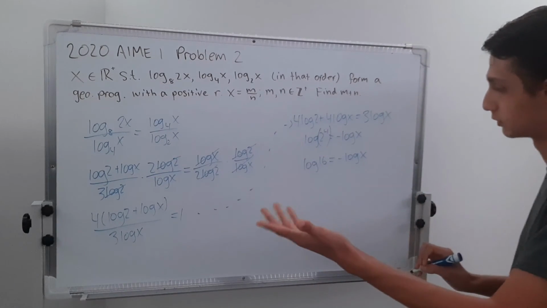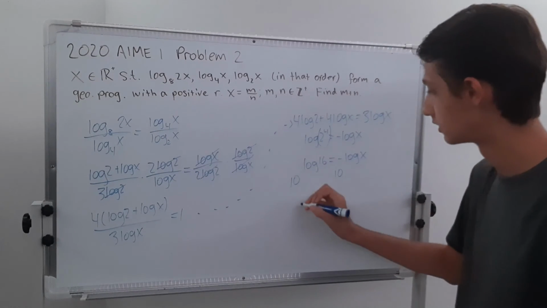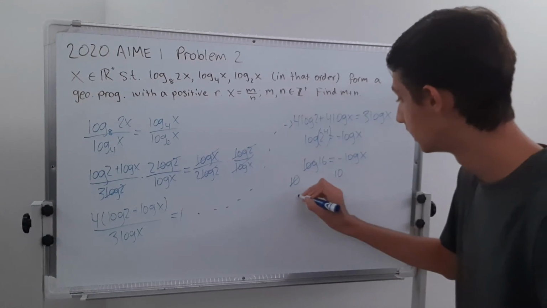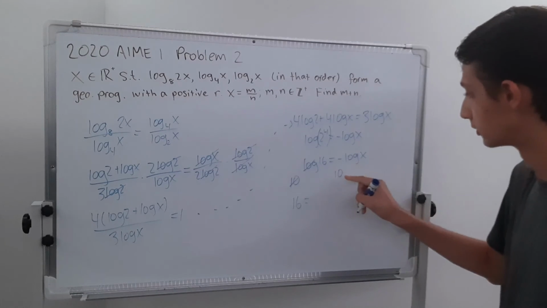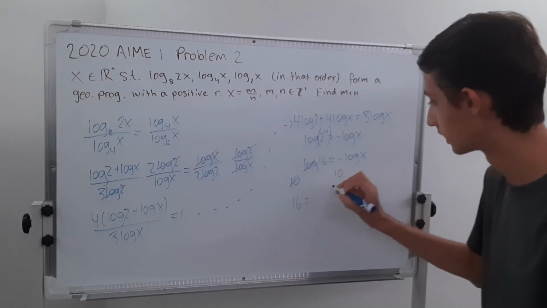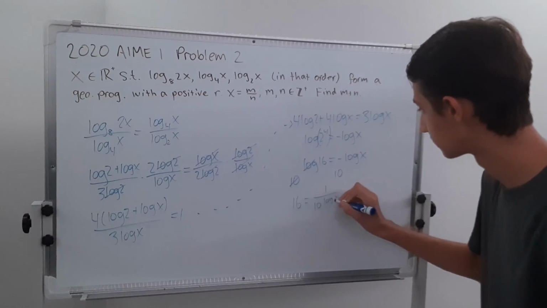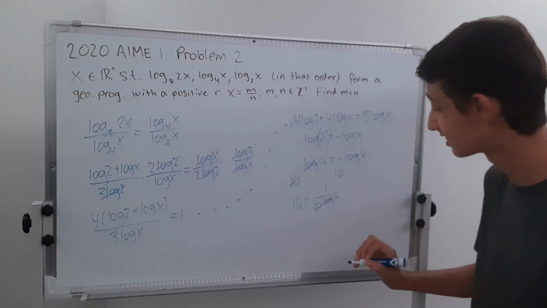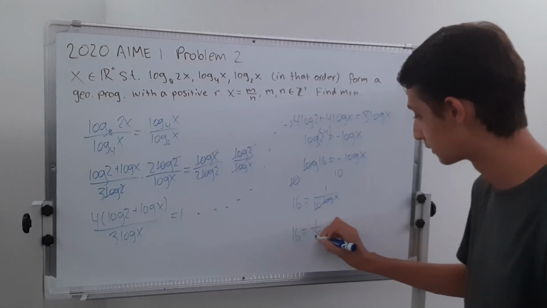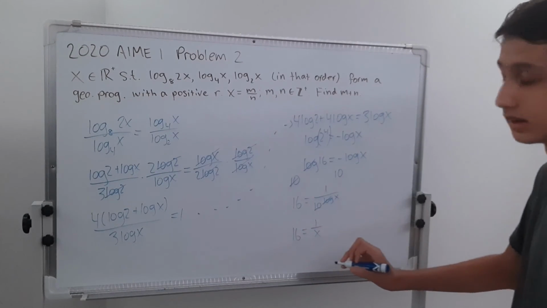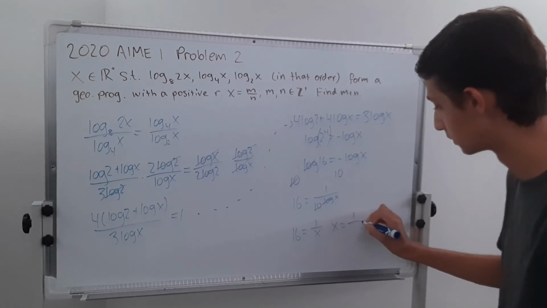Now I'm going to raise 10 to both sides. The 10 and the log cancel, and we're left with 16. This doesn't completely cancel because we have a negative, so I'm going to rewrite it: since we have a negative log x, we get 1 over 10 to the log x. The 10 and the log cancel, and we're left with 16 equals 1 over x. So I multiply by x and divide by 16, and we eventually get that x is equal to 1 over 16.